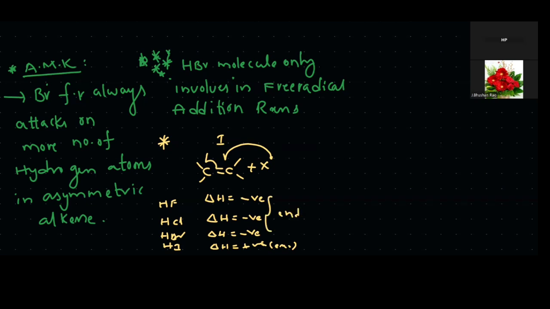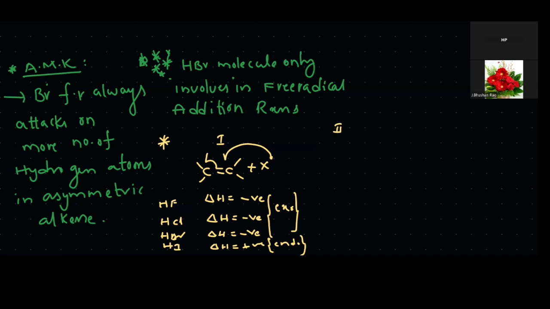Now, if delta H is positive, it means it is an endothermic process. The remaining three are exothermic processes. This is the first step. Then in the second step, what happens?